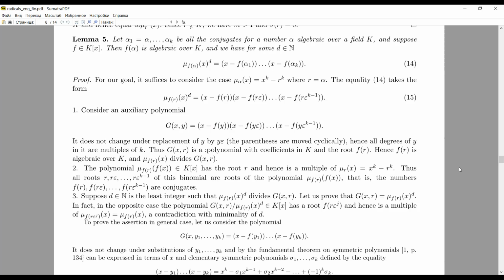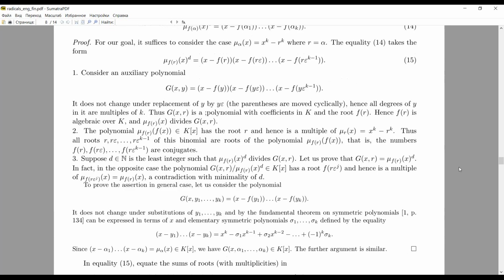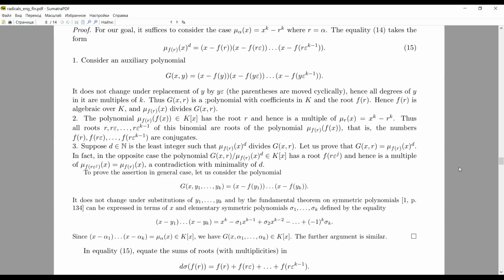Yes, the last one, the third point. How to prove it? We suppose that d is a least integer with the following condition. This is a minimal number such that the d-th power of the minimal polynomial of f of r divides the polynomial g of x, r. And we prove that actually these polynomials are equal to each other.